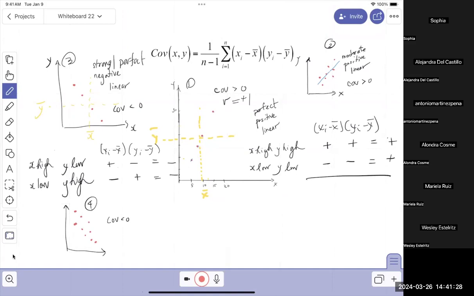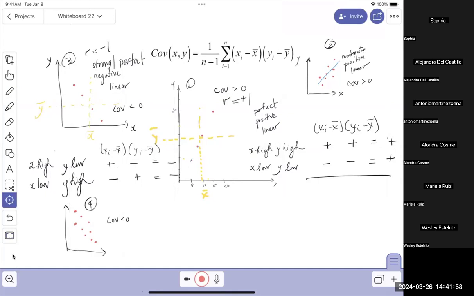Which one has an R of -1? Very good. 3. So 3 is also perfect, Alondra, but it's a negative direction. So the sign of R and the sign of covariance are going to be the same. All right. And I'm going to show you exactly why. But right now, you guys trust me, this is perfect, but it's negative. R is -1.